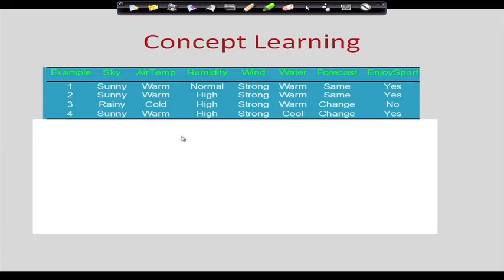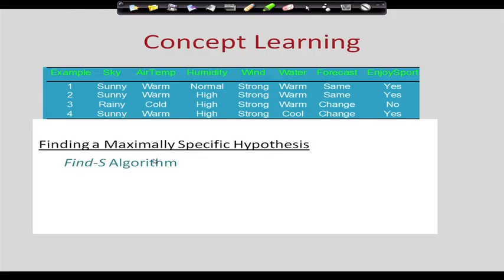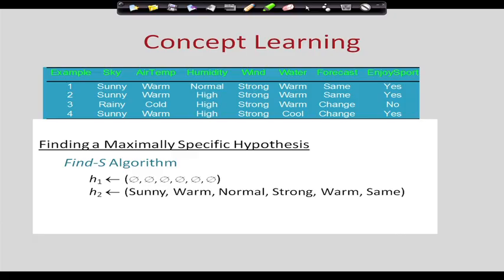So, suppose you are given this training set and you run the algorithm. Initially h1 is the most specific hypothesis, where none of the attributes are permissible. Then after you see the first example, where sky is sunny, temperature warm, humidity normal, etc., h2 becomes sunny, warm, normal, strong, warm, same, which agrees with the first training example. It is the most specific hypothesis that agrees with the first training example.